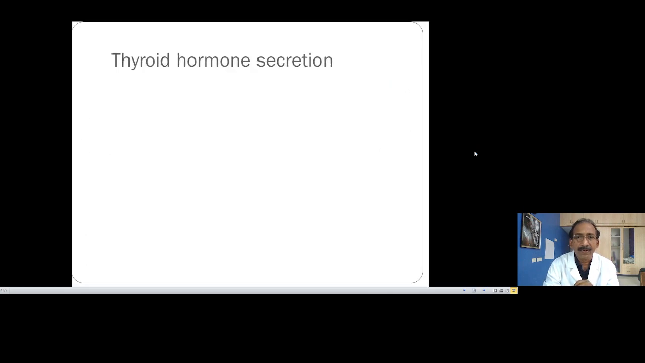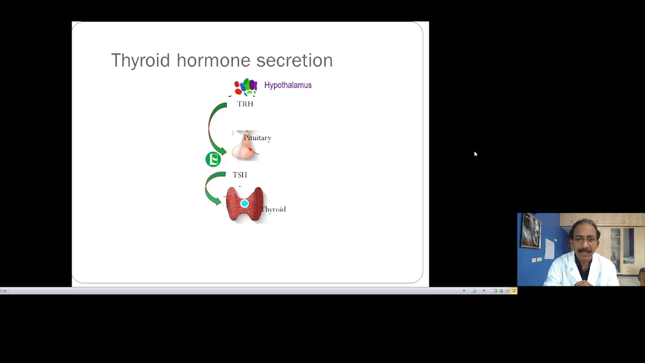So, to give you some background, thyroid releasing hormone is released from the hypothalamus, which stimulates the pituitary, which secretes thyroid stimulating hormone, and in turn it stimulates the thyroid gland to secrete T4 and T3. Thyroxine is secreted, and the majority of it is T4, and then T4 is converted to T3 peripherally.